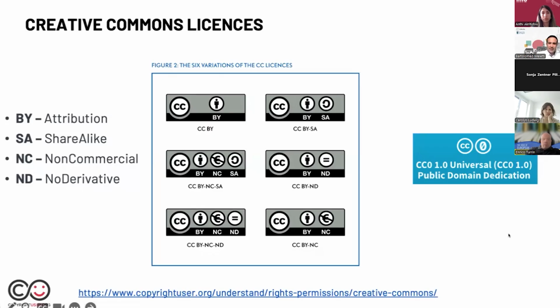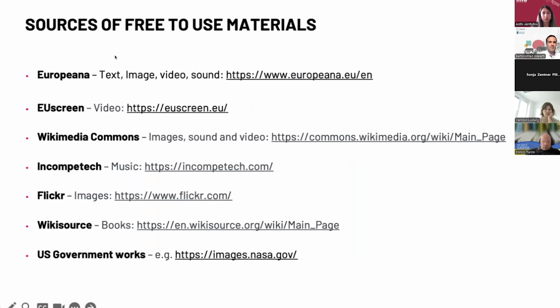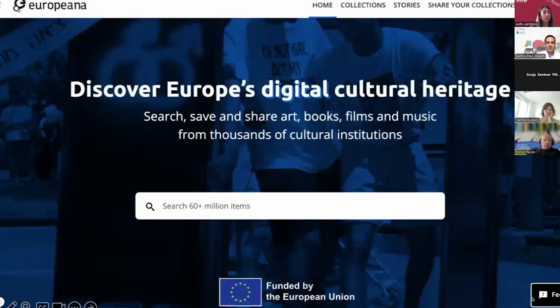Okay, so I'm conscious of time. I wanted to give you some practical examples of sources of free-to-use material. There are quite a lot of platforms out there where you can find works distributed under open licenses like Creative Commons. I'll just focus briefly on two which are funded by the European Commission. So in addition to Wikimedia Commons, which I already mentioned, Europeana is a great one for teachers.